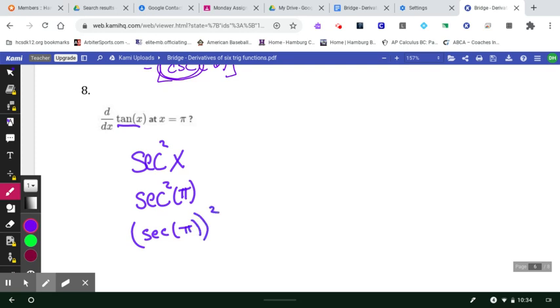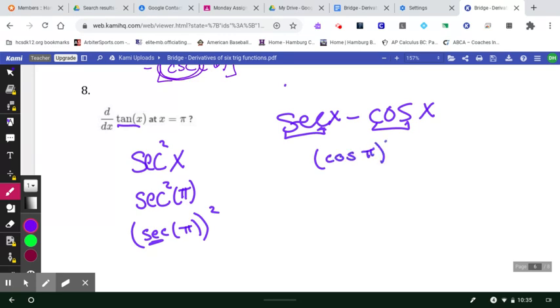All right, so now I need the secant of pi. Well, secant goes with cosine. Secant of x goes with cosine of x. Some people just flip those letters around, the c and the s, to help them remember secant goes with cosine. So I really want the cosine of pi squared, and then I'll flip that.